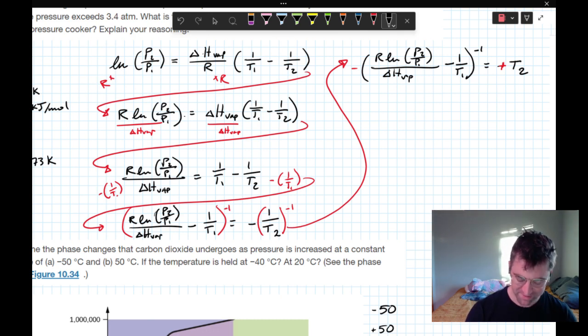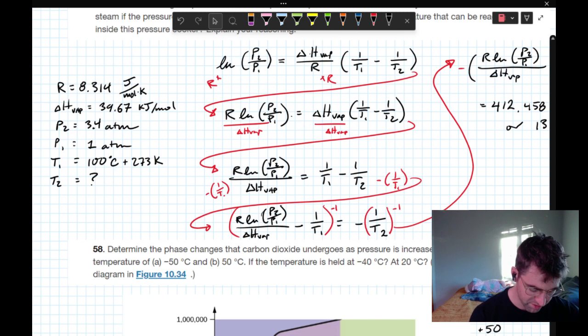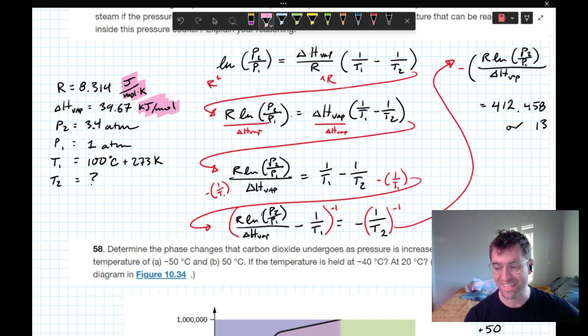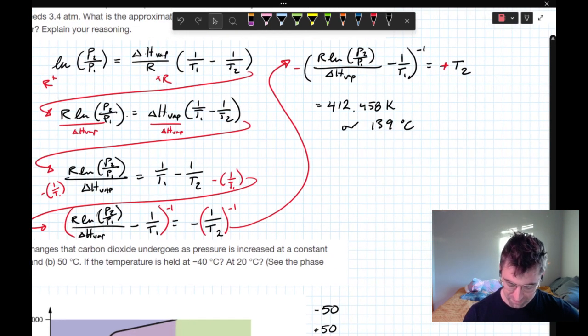And you should get a value of 412.458 Kelvin, or 139 degrees Celsius. I want to draw your attention to the difference in units here. When you enter that delta H of vaporization, you need to convert it to joules per mole. Otherwise, you are going to get a much smaller value than you were expecting.